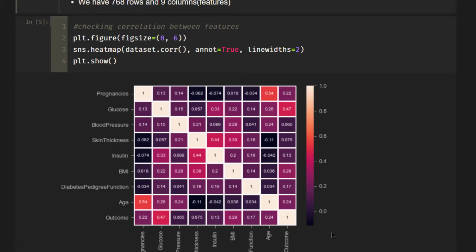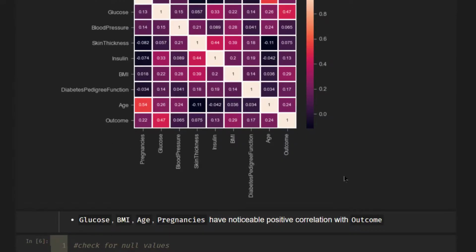Let's take another example. BMI and outcome have a correlation of 0.29. It means there is not as strong a relation as glucose and outcome, but still, when BMI increases, the outcome somewhat increases, or the chance of a person being diabetic somewhat increases.